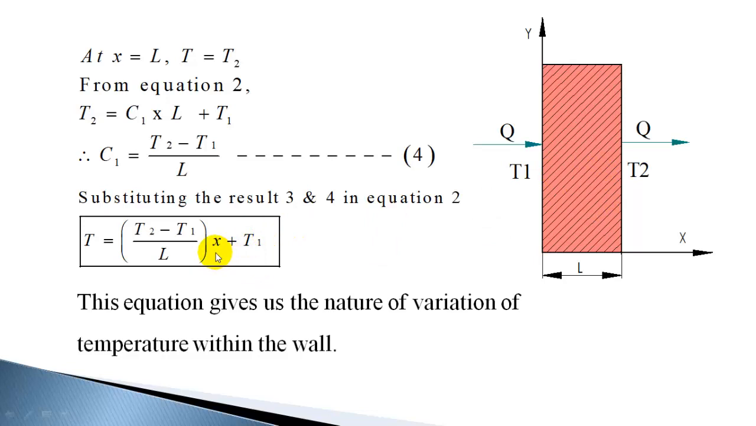It varies along the x direction. Along the x direction, the temperature varies like this. And since the temperatures are constant on either side and thickness is also constant, this term is constant. So you have a constant into x plus another constant. So this equation is in the form of a straight line. So the temperature variation within the material is linear or straight line variation. So this is when the material is having constant thermal conductivity.